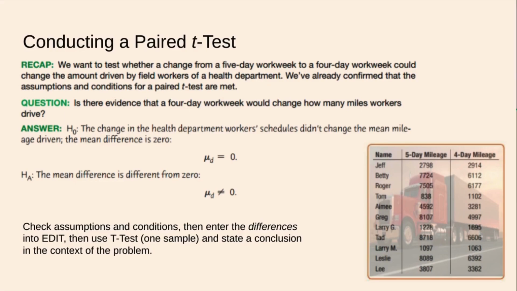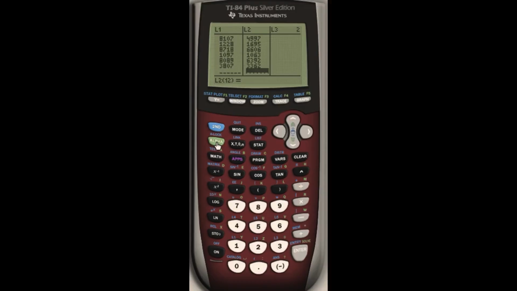And here I have intentionally chosen the table that does not have the differences so I can show you how to generate them on the calculator automatically. It is very easy, and I think you'll like it. So I entered the data again into list 1, but also I entered data into list 2. In list 1, I have the 5-day mileage numbers, and in list 2, I have the corresponding 4-day mileage numbers, and I've paired each of the drivers' data next to each other.